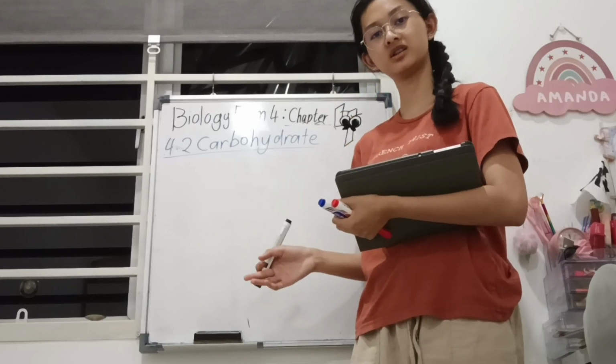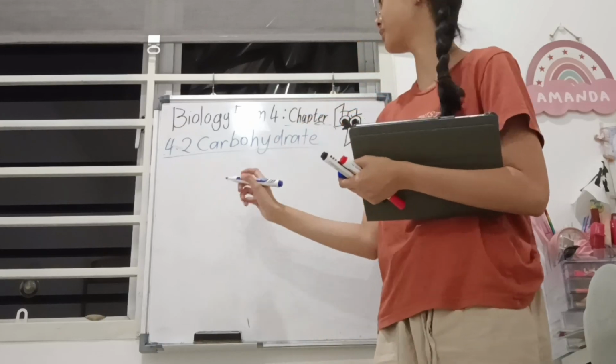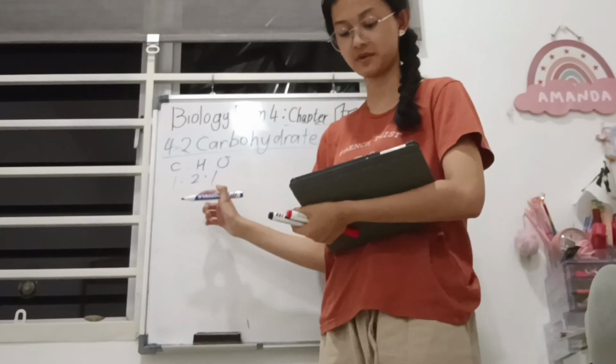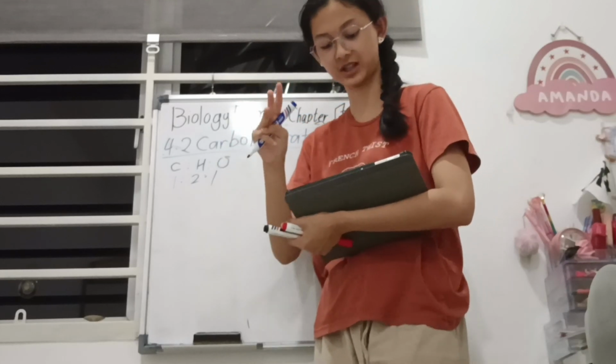By the way, all these biomolecules are from our food. We get them from our food, or we can process them ourselves in our body. Okay, carbohydrate is made of carbon, hydrogen, and oxygen. The ratio is 1 to 1. That's the ratio for carbohydrate. There are 3 types: monosaccharides, disaccharides, and polysaccharides.